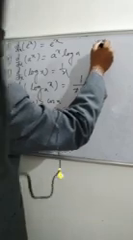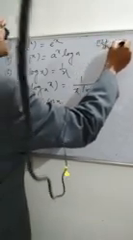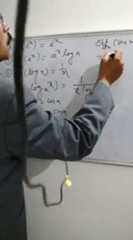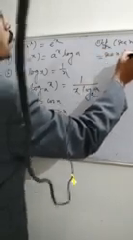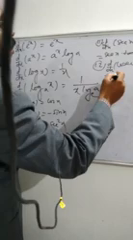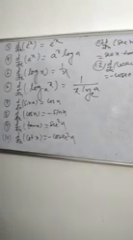Next, the derivative of sec x is equal to sec x into tan x. Then the derivative of cosec x is equal to minus cosec x into cot x. So these are very helpful formulas for the first exercise of the derivative. Then I will proceed to the next formula and next exercise.